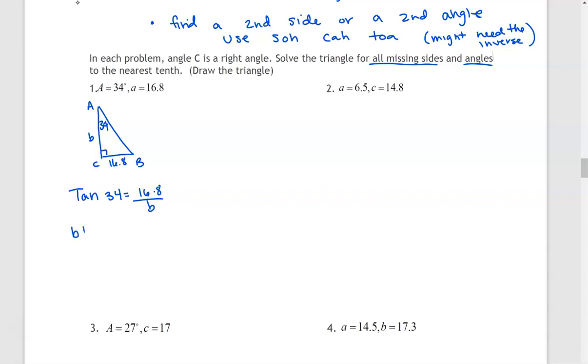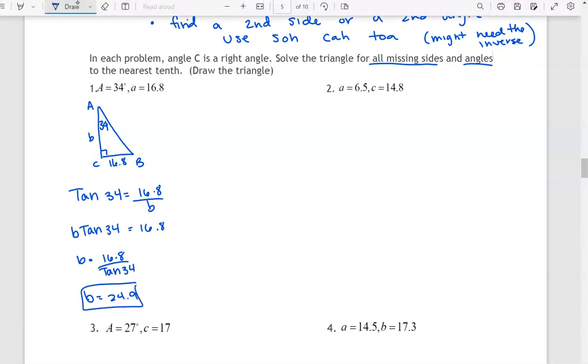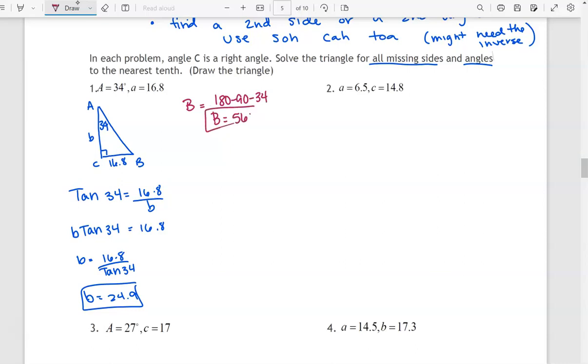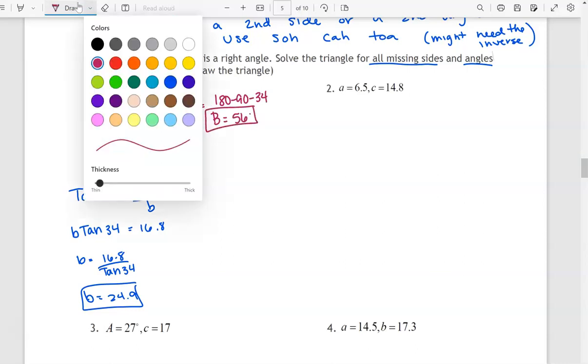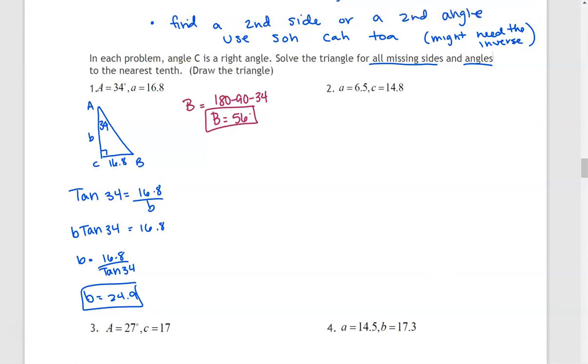And then we'll cross multiply. So B times tangent 34 is equal to 16.8. And then we will divide both sides by tangent 34, and so we wind up with B equaling 24.9. And then to find angle B, we're going to take 180 minus 90 minus 34, and that is going to give us angle B is 56 degrees.